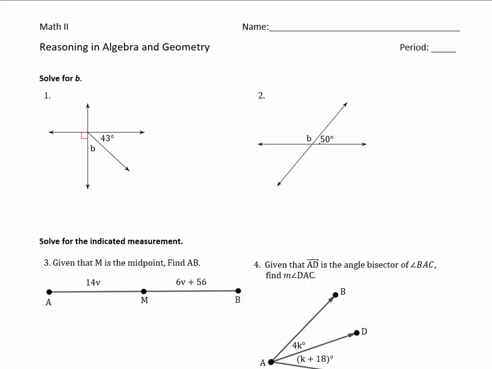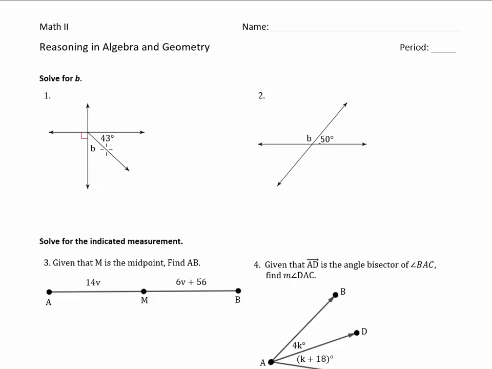All right, this video will go over the reasoning and algebra and geometry assignment that involves some proofs and whatnot. So let's start with problem number 1. It asks us to solve for b. So here we got b right here. It's this little angle right here.